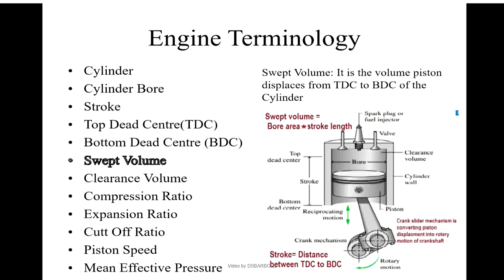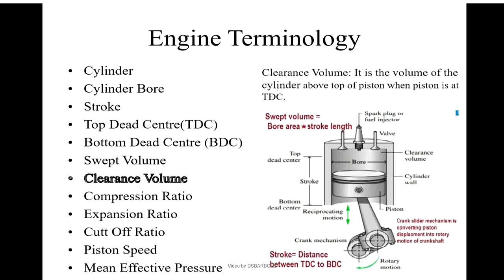Next, swept volume. It is the volume a piston displaces when it moves from the TDC to BDC of the cylinder. So, when this piston moves from this TDC to BDC, whatever the distance traveled or the cross-sectional area covered by the piston, that volume is called the swept volume.